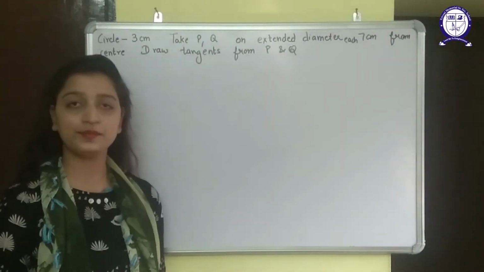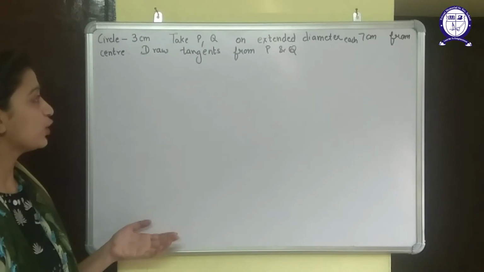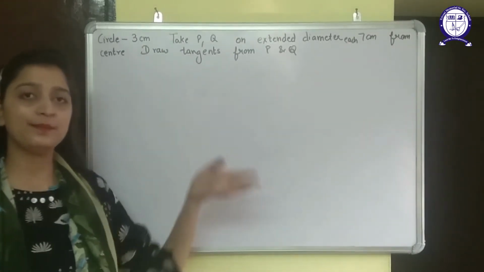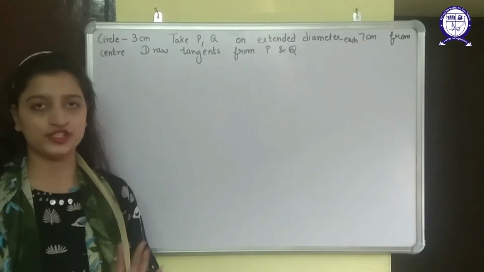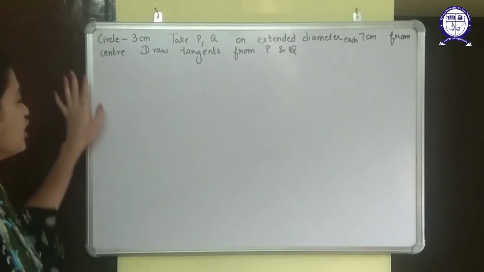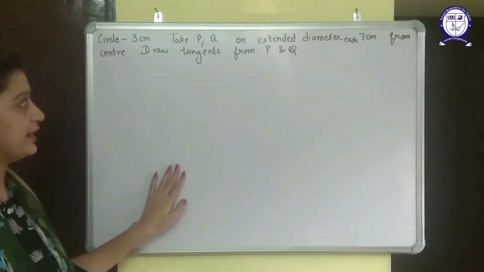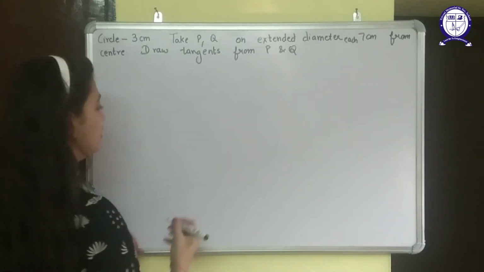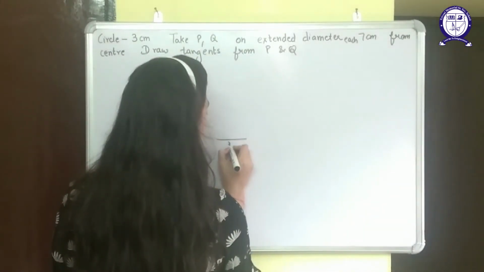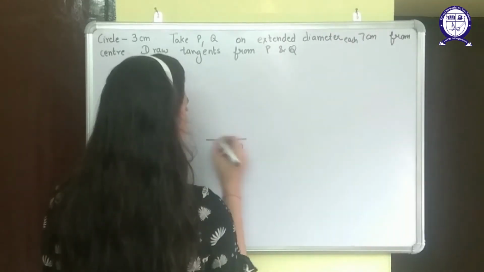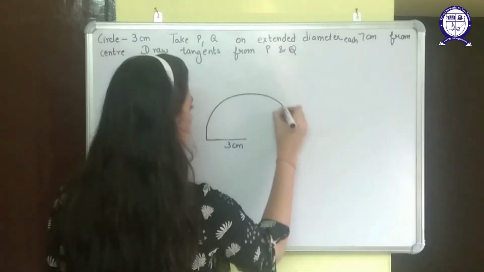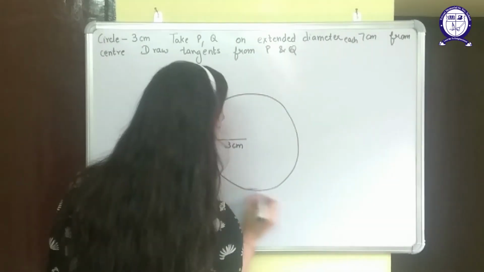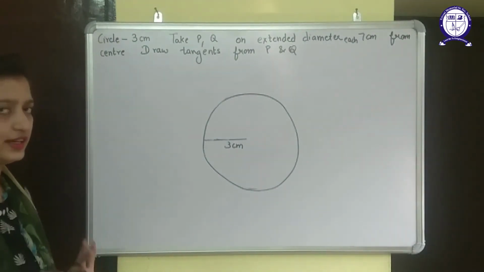Now coming to question number 3. As I have told you already, the question will be the same at the end, but the beginning part will be different for each question. Now in this question, what it says is, draw a circle of 3 cm radius. So first thing will be, we will be drawing a circle of 3 cm radius. Okay, this is my 3 cm, and then I will draw a circle of 3 cm. This is my circle of 3 cm radius.